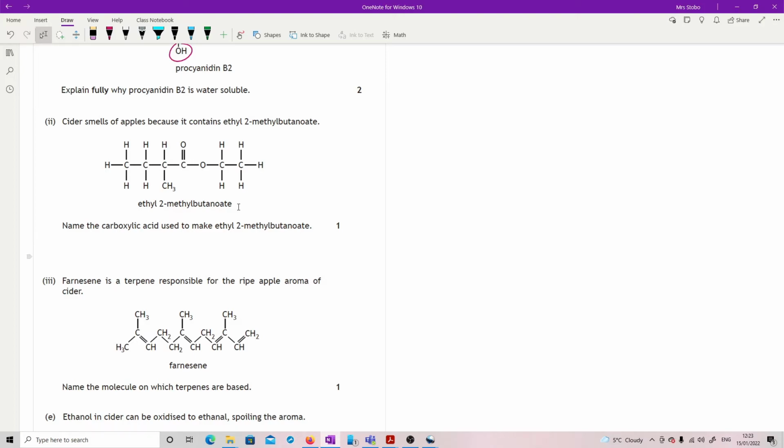Cider smells of apples because it contains ethyl 2-methylbutanoate. Name the carboxylic acid used to make ethyl 2-methylbutanoate. This is either super easy if you're happy with your esterification, or you can make it a little bit harder but still do the work. So this bit here originally was your alkanoic acid. If I re-establish that by putting an H in there, that's the acid, and it is 2-methylbutanoic acid.